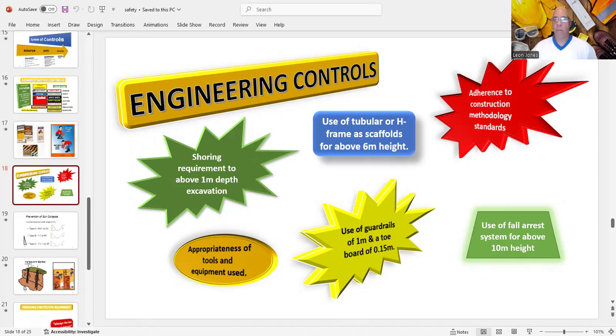Now, again, false work is temporary structures that are going to be erected during a construction process and will be removed once the process is completed. Again, we call that false work.